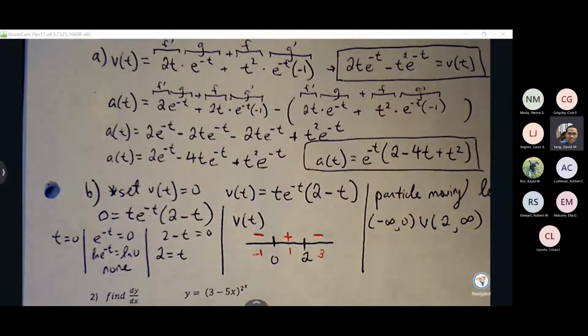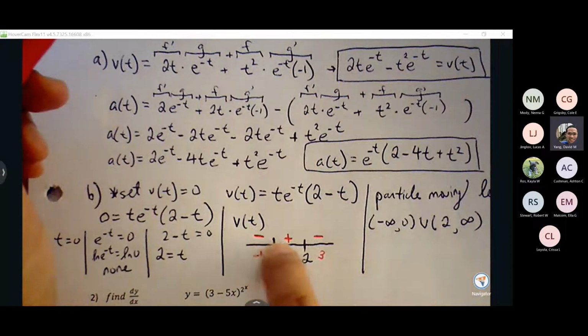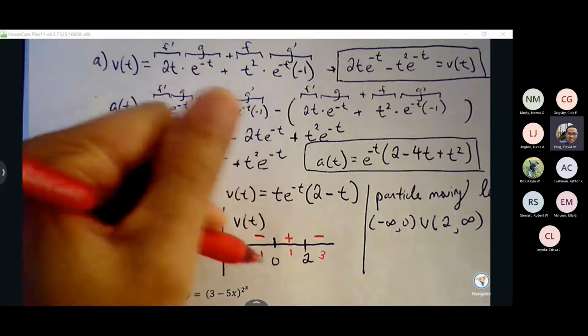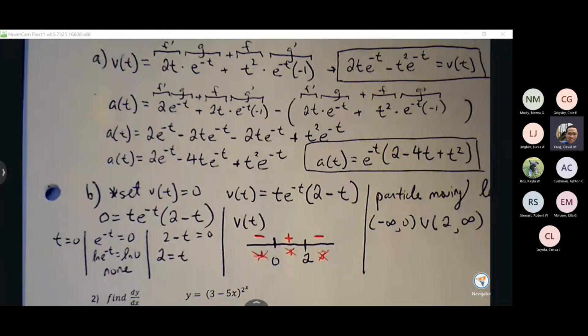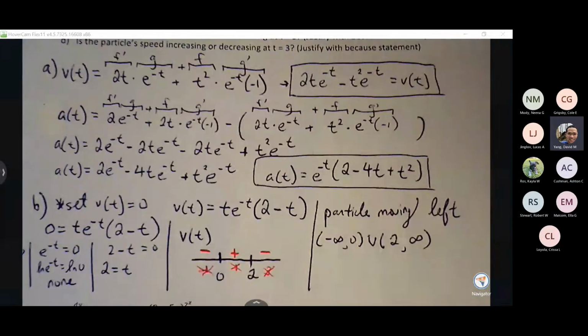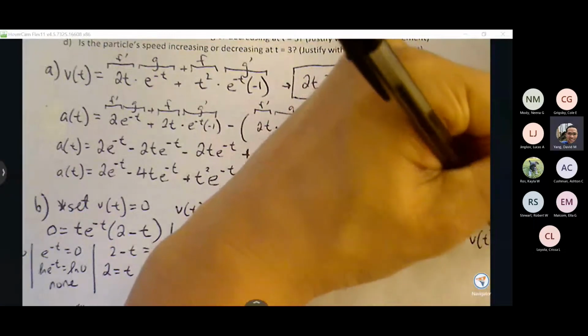Right. Once you use your test points to populate your positives and negatives, we don't care about these numbers anymore. You're not going to use them in your statements. Just infinities and 0 and 2. The reasoning is because that's where velocity is less than 0.